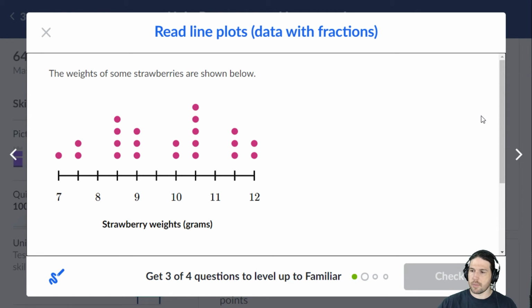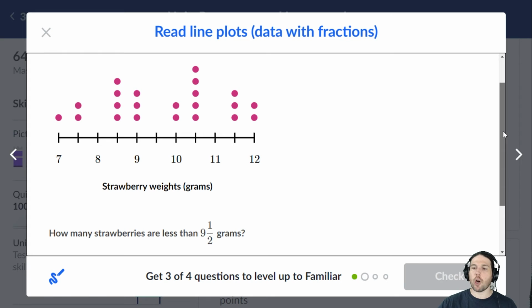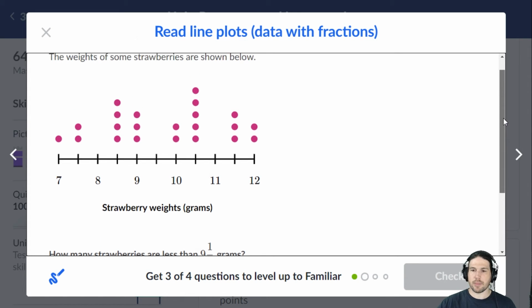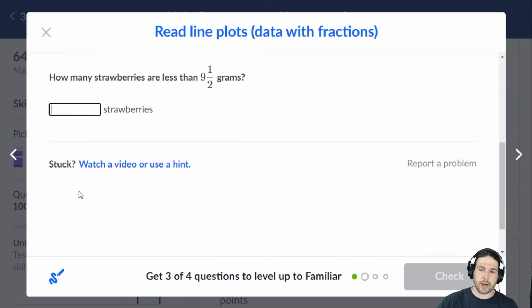We have the weights of some strawberries. How many are less than 9.5 grams? Well, here's 9.5 grams right here, right? That's the cutoff point. And it is less than that we're looking for. So 1, 2, 3, 4, 5, 6, 7, 8, 9, 10 of these strawberries are less than 9.5 grams.